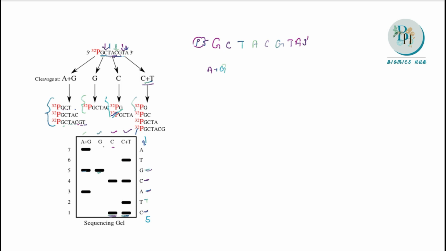Next is C plus T. Here we don't have anything for C. That means it is T. Here we are seeing that it is A plus G. It is not showing anything for G. So we are having here adenine. This is the way how the sequencing is done. So let us again see how this process is being done in a detailed form.